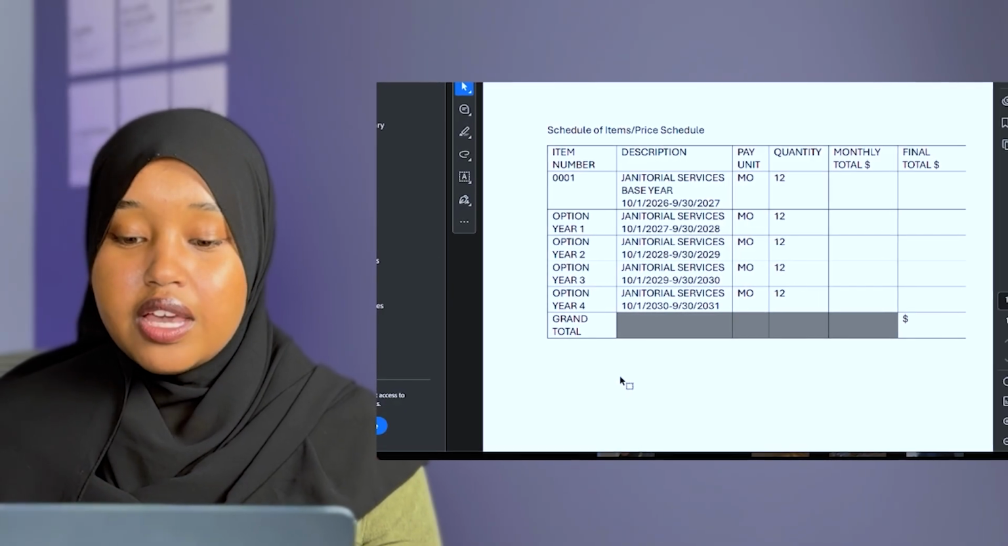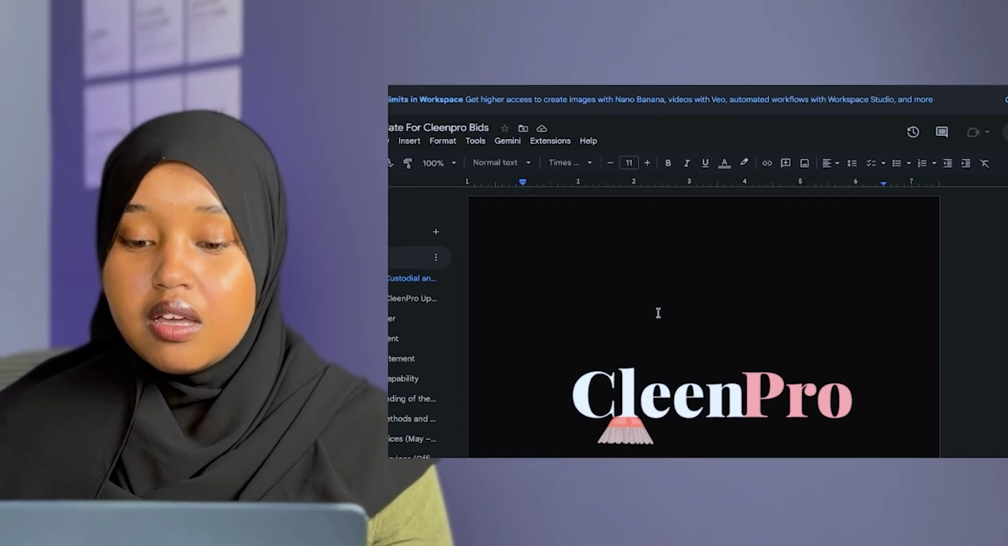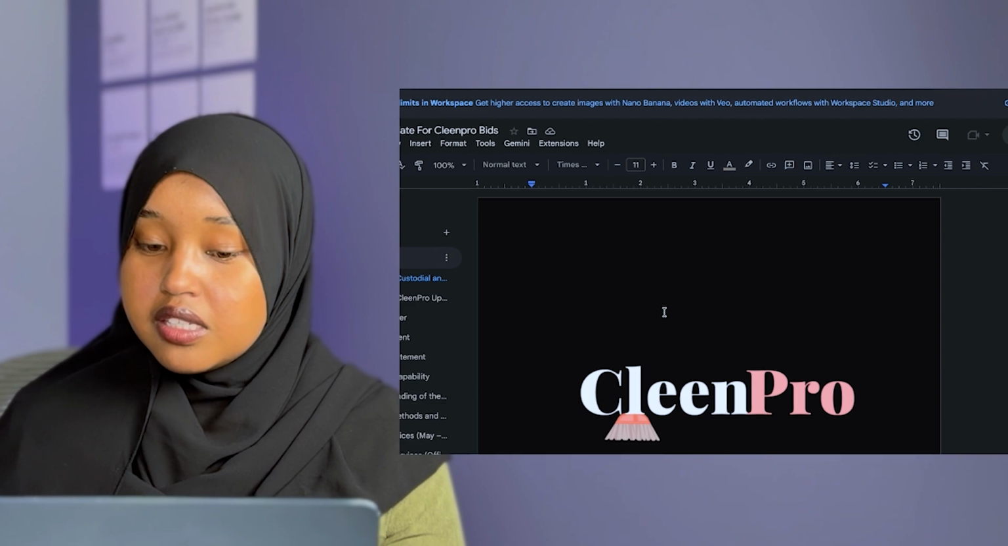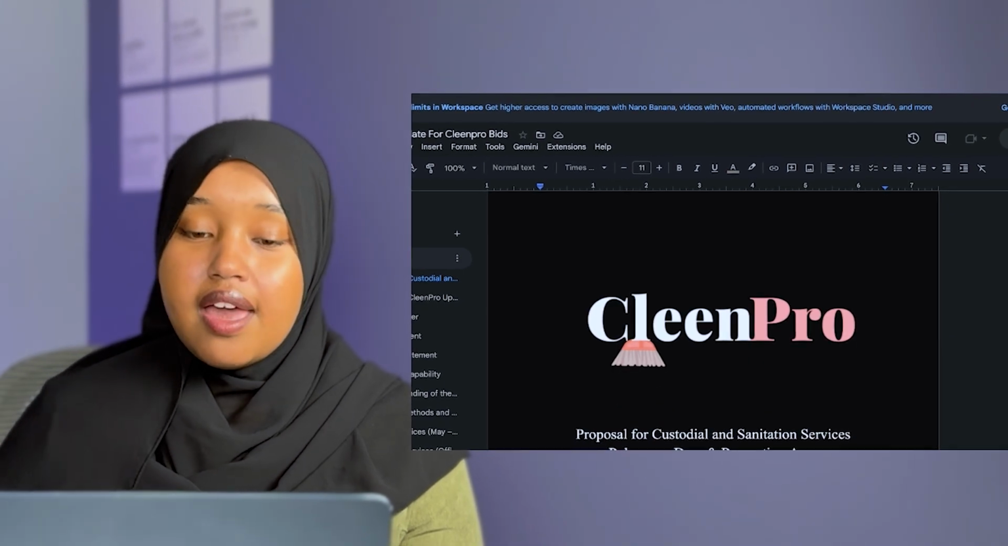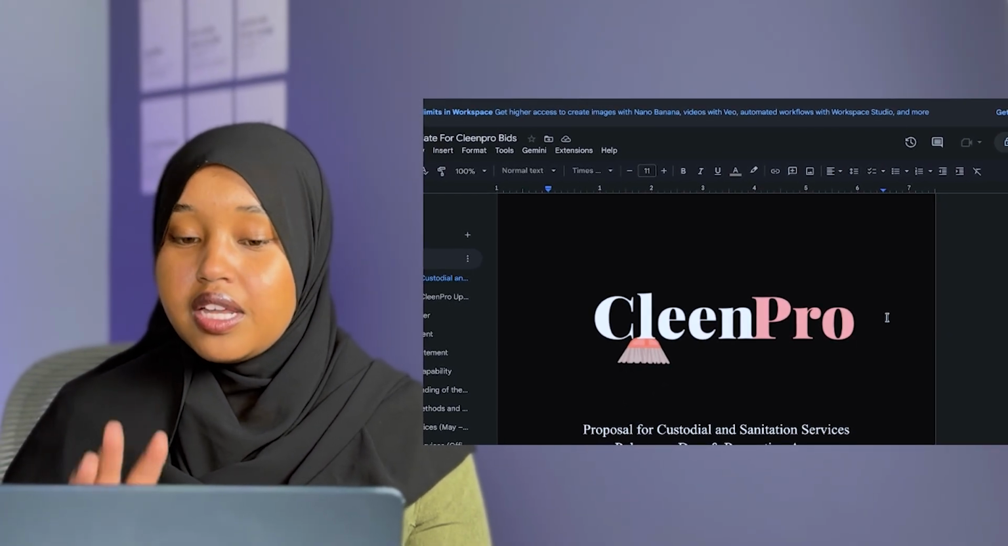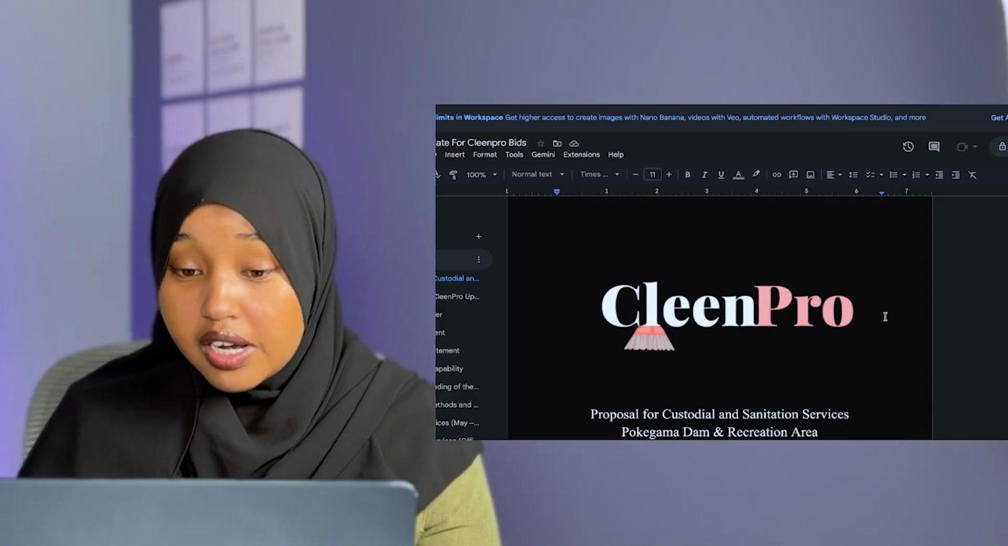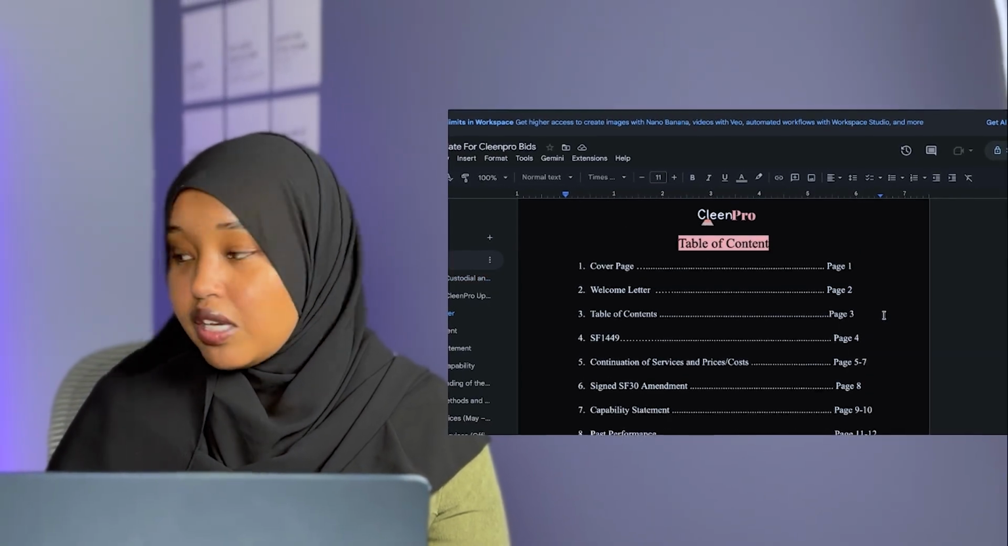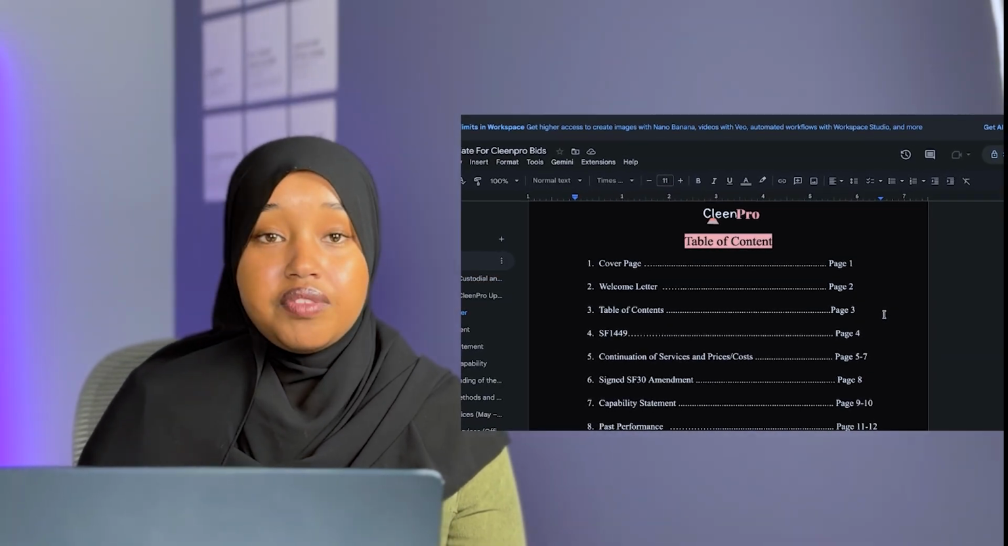This is an old one that we bid with the U.S. Army Corps of Engineers. First thing that we have is a welcome letter. I will not show you that. You can come up with your own welcome letter. The second emphasized page that we always show is the table of contents.